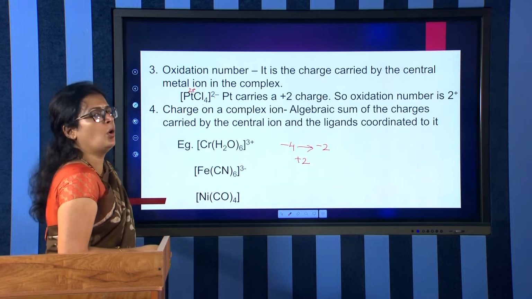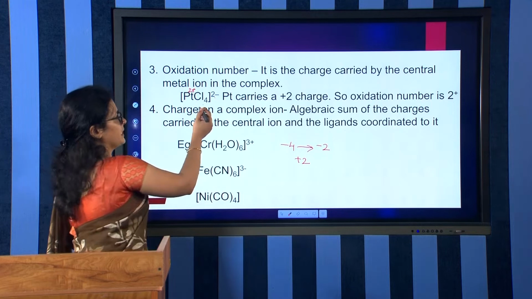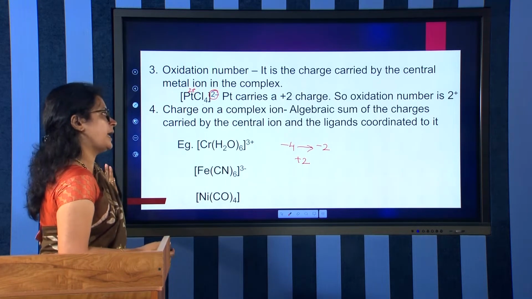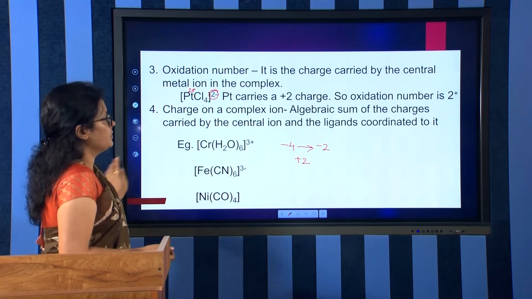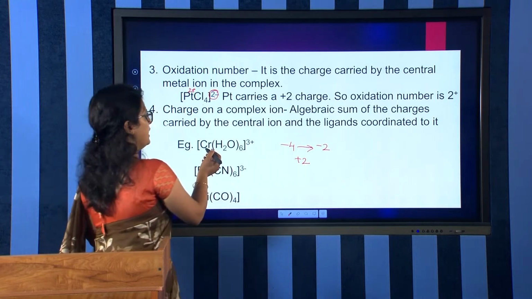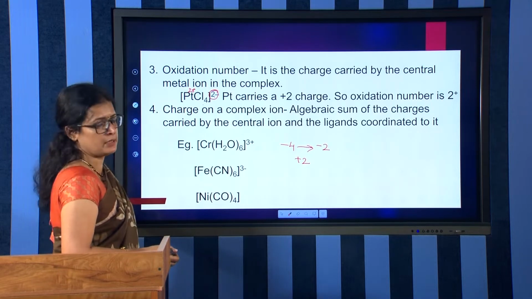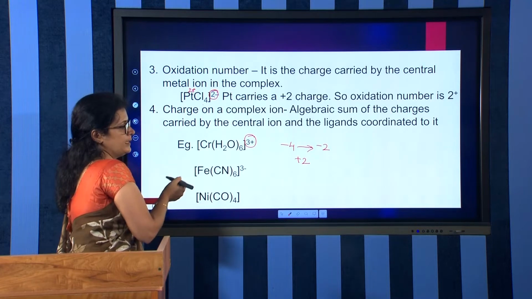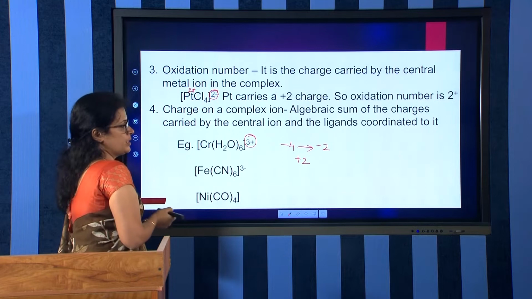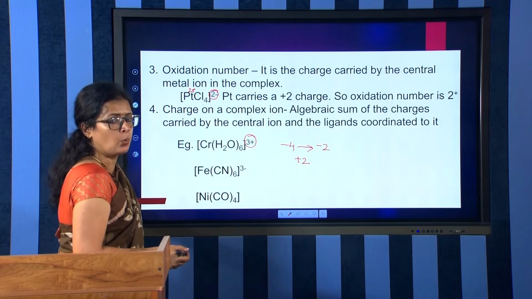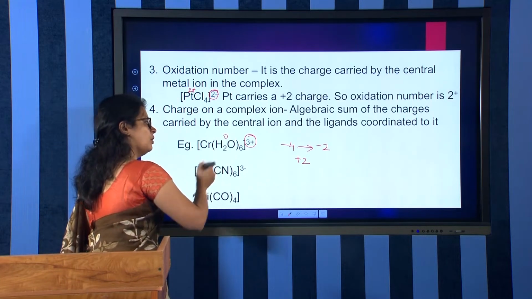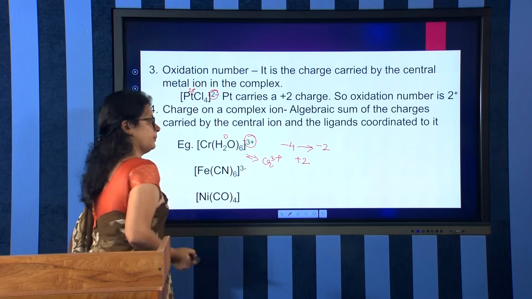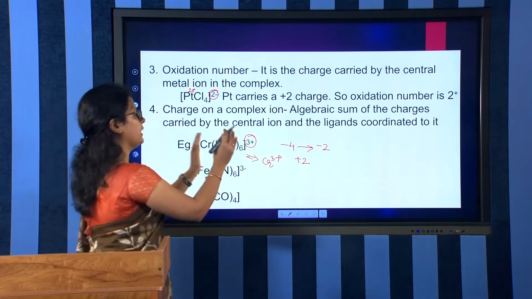And now, what is the charge of a complex ion? The charge of the complex ion is obtained by the algebraic sum of the charges carried by the central ion and the ligands coordinated to it, and thus we get the charge of the complex ion. For example, in this case, you can see [Cr(H2O)6]3+. This complex has a charge of +3, and you have 6 ligands inside the coordination sphere. 6 H2O ligands are inside the coordination sphere, and these H2O molecules have a charge of 0. So, what should be the charge of chromium? Since these 6 molecules have the charge 0, chromium is carrying a charge of Cr3+. So, the whole entity, that is the complex ion, will be carrying the charge of 3+.